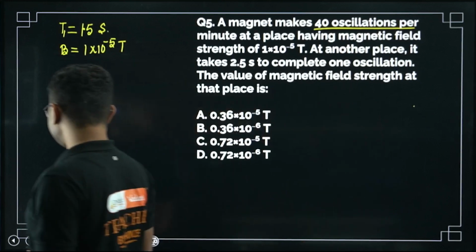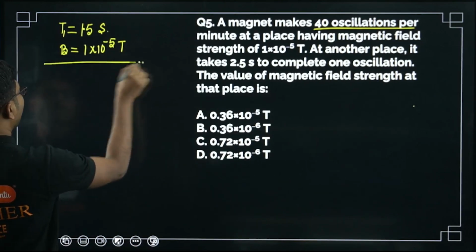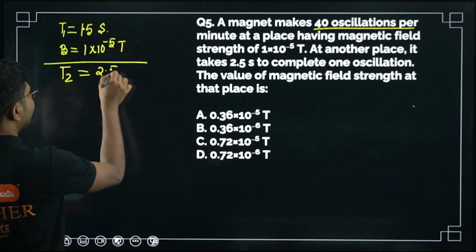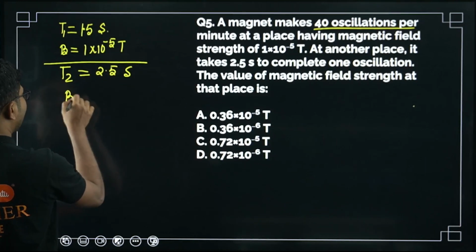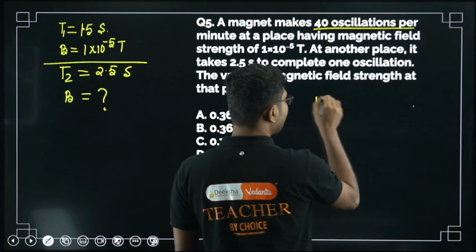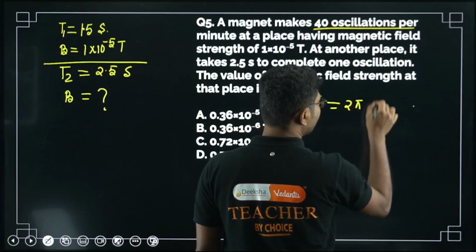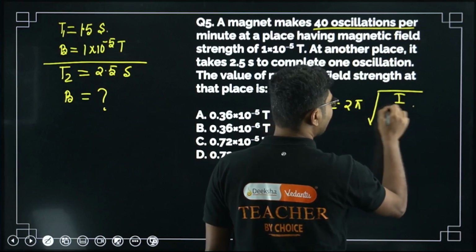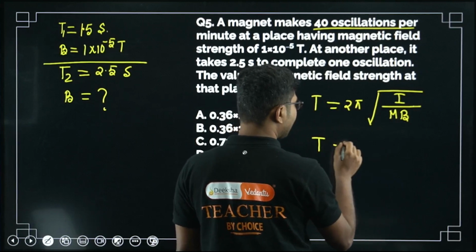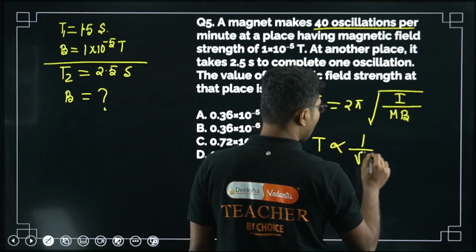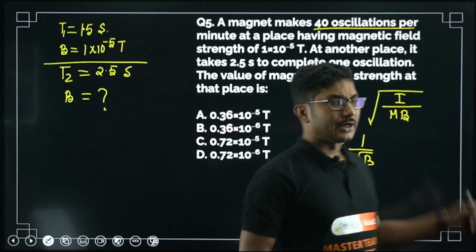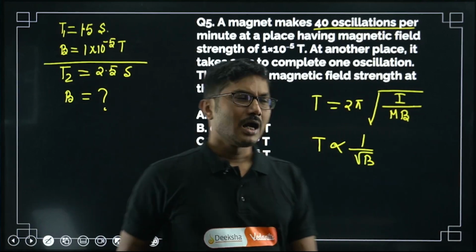Now for the second case, another place, the time period T2 is 2.5 seconds, and they ask you what is the magnetic field. The rest of the parameters obviously remain the same. Now we know that T is equal to 2 pi square root of I by MB, or we can say that time period is proportional to 1 by root B. These things you have to understand. You don't need to keep writing these long formulas every time.